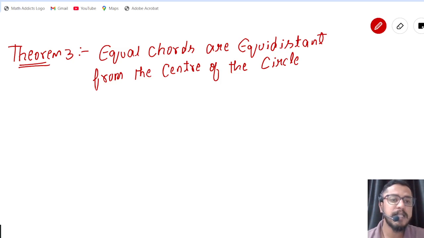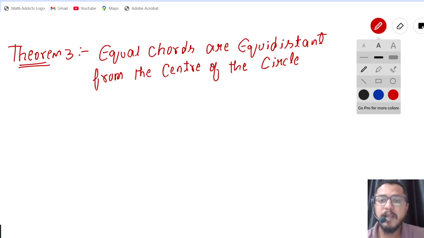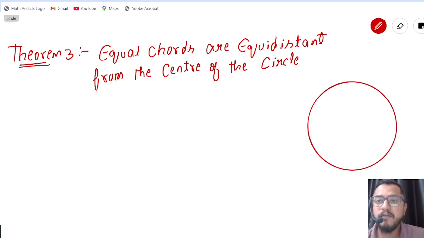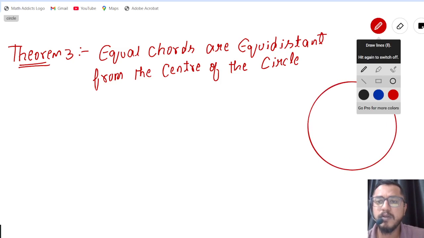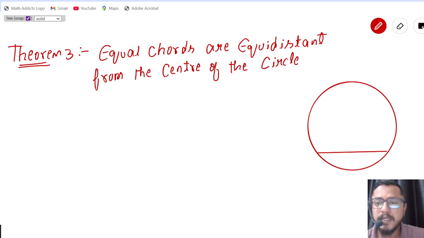What does theorem 3 say? Equal chords are equidistant from the center of the circle. First, always know the meaning of the distance of a chord from the center. First you should know the meaning of the distance of the chord from the center.